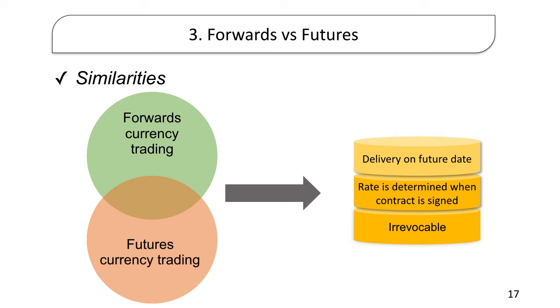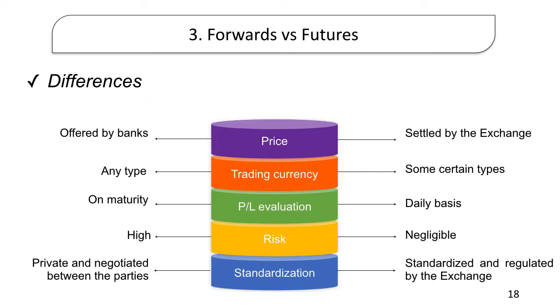So what are the differences between these two? The first difference is in the way of quotation. In forwards trading, the quoted exchange rate is the rate calculated and offered to customers by banks. Therefore, each bank can offer customers different exchange rates. As for futures trading, the exchange rate is publicly listed at the exchange. This rate applies to all customers participating at that exchange.